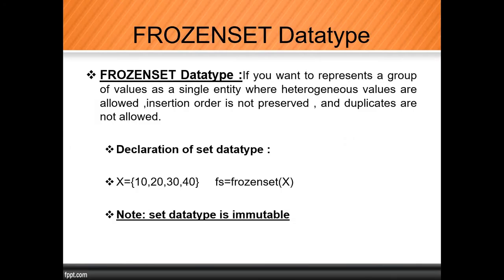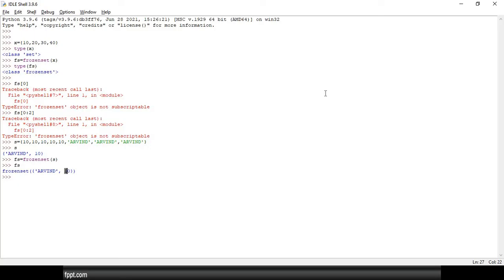According to the definition, if someone tells you a definition, that's okay, no worry about that. But we need to prove that definition. What do we have to do? We have to prove it. Once we prove it, we can say the definition is valid. According to the definition, if you want to represent a group of values as a single entity where heterogeneous values are allowed, then insertion order is not preserved and duplicates are not allowed. We proved these two statements. We will prove one more statement, that heterogeneous values are allowed. Once we prove it, we validate the definition of frozenset.